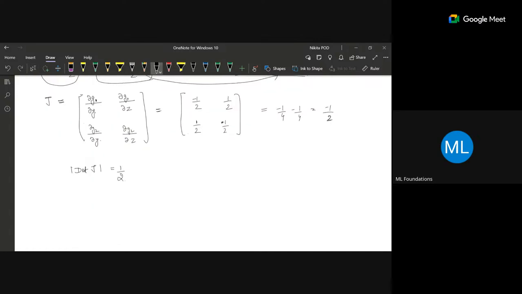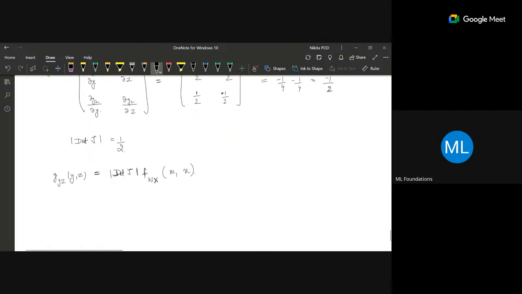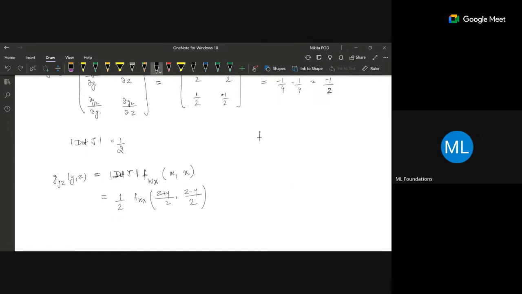Okay. So what is g of y comma z? This is nothing but mod of determinant of J times f of wx of w comma x. And the determinant, this we got as 1 by 2. And f of wx, w you can now write in terms of y and z because we had found this. So z plus y by 2, and x is z minus y by 2. Right? And you know the distribution for f of wx. This is nothing but 1, right?